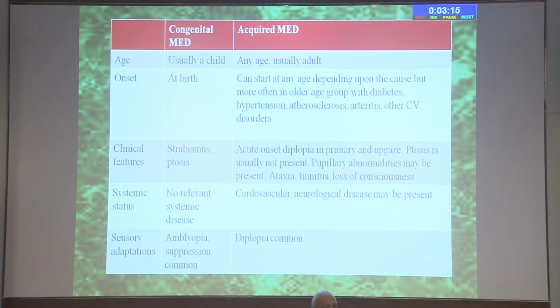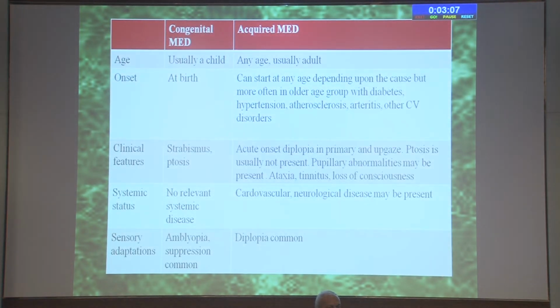So basically, how to differentiate congenital and acquired MEDs. Congenital MED is usually in children. Acquired MED is usually in adults. Age of onset is at birth in congenital MED. However, in acquired, it can start at any age depending upon the cause, but more often in older patients with diabetes, hypertension, atherosclerosis, or serious disorders.